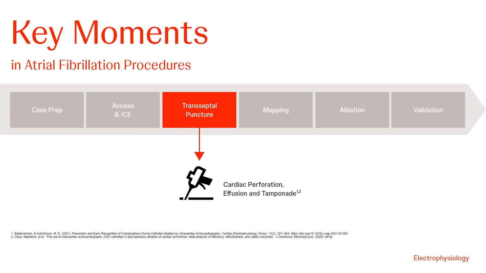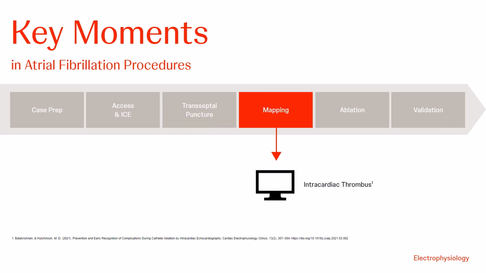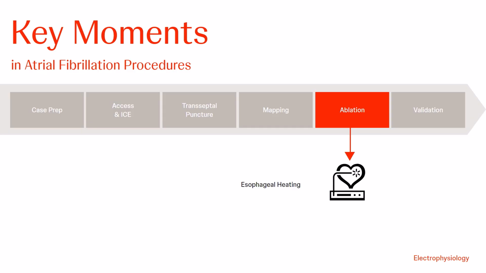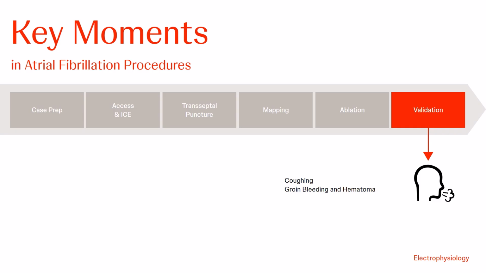During and following transeptal puncture, the use of ICE can decrease risk of severe cardiac complications, including cardiac perforation, effusion, and tamponade. ICE may help detect intracardiac thrombus and reduce the risk of embolic complications. During ablation, monitoring may determine esophageal heating. As the procedure finishes during validation and the patient begins to wake up, coughing may lead to bleeding and a hematoma at access sites.